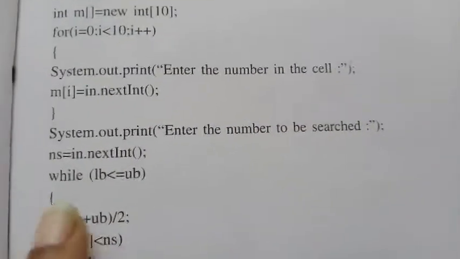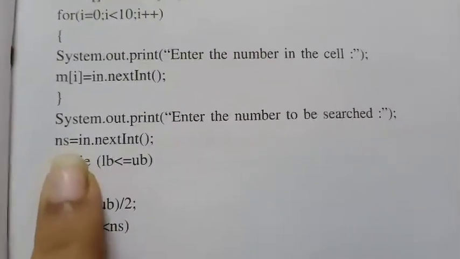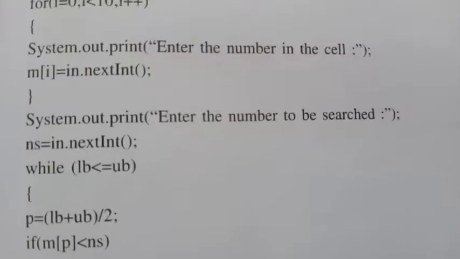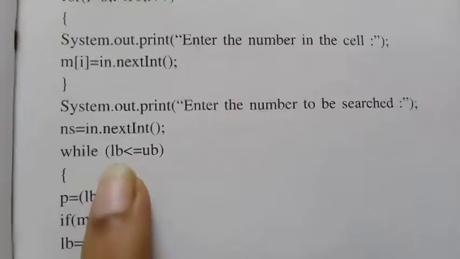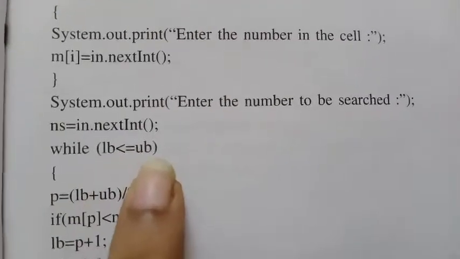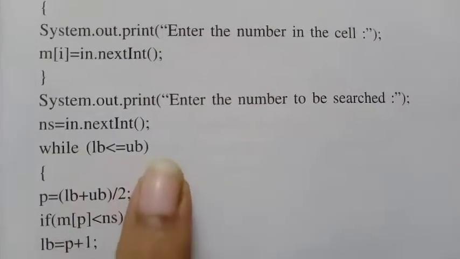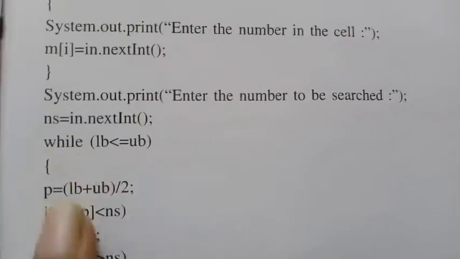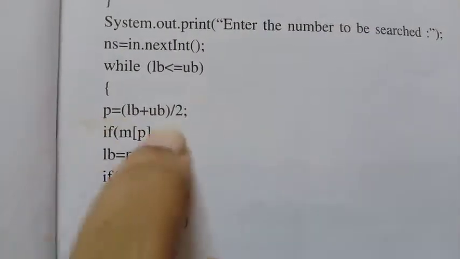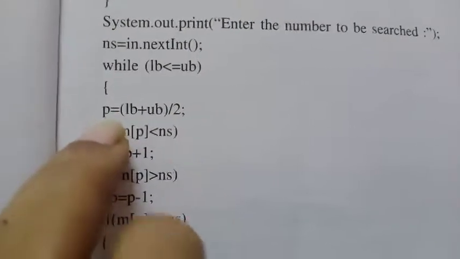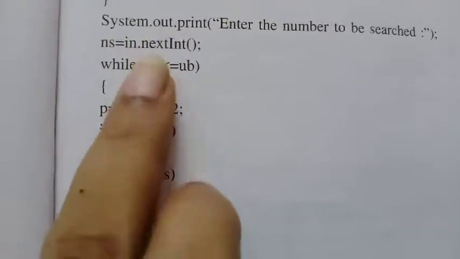Now you enter the number to be searched, and that is saved in the variable ns. Then you check while LB is less than or equal to UB. So LB should not be greater than UB. If it is less than or equal to the upper bound, you enter this loop. Now first we are going to find the mid element of the array. So p is equal to (LB plus UB) by 2.